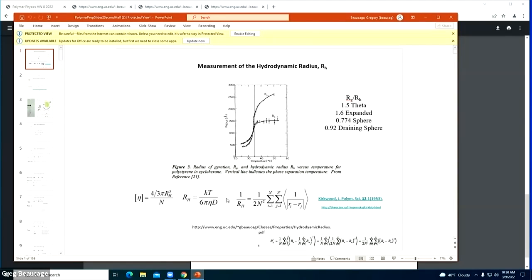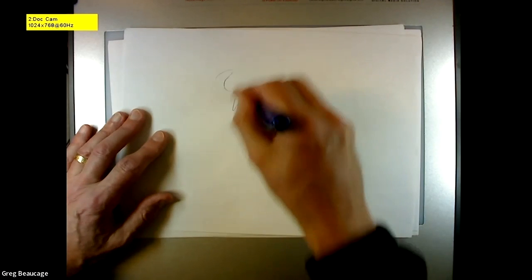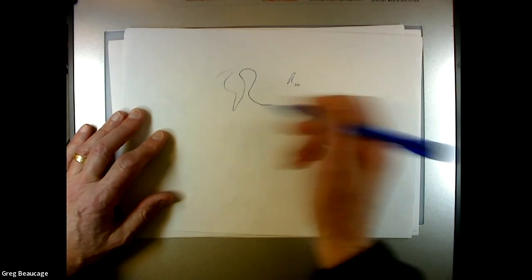So anyway, he figured out this hydrodynamics of the hydrodynamic radius. The point of it is this: you have a polymer chain or whatever it is, and then you can calculate what this hydrodynamic radius would be.